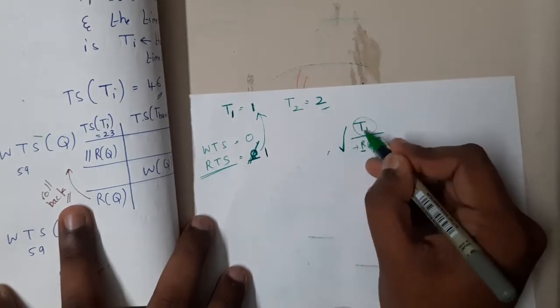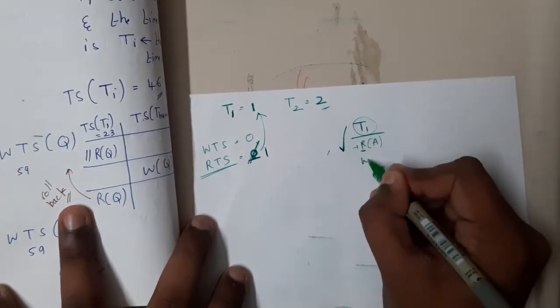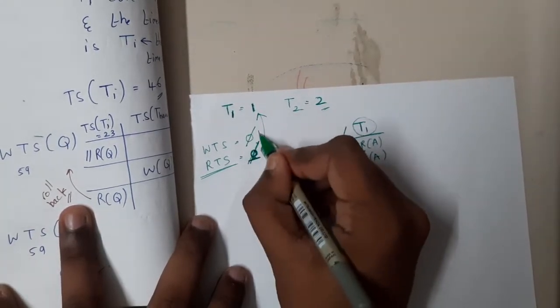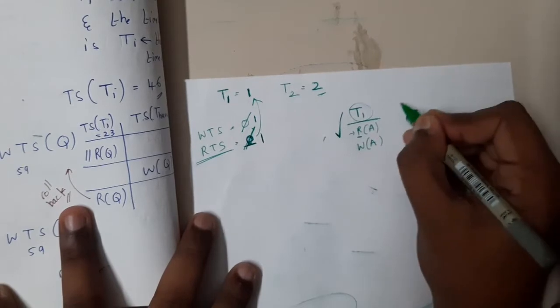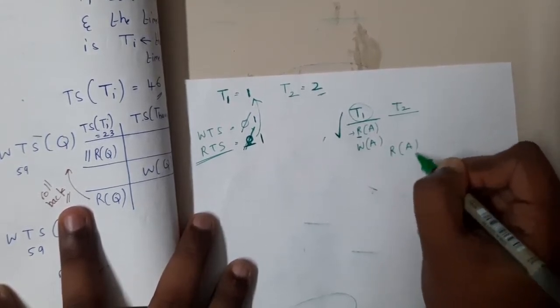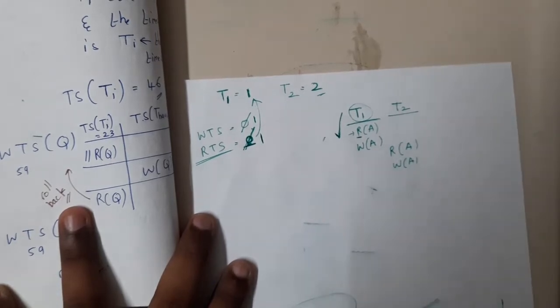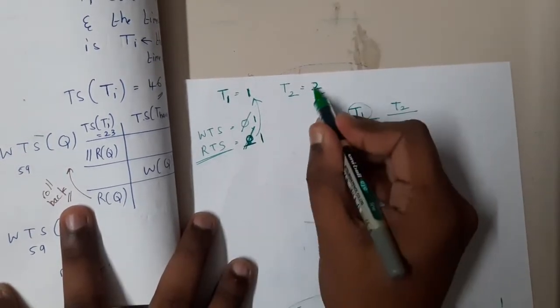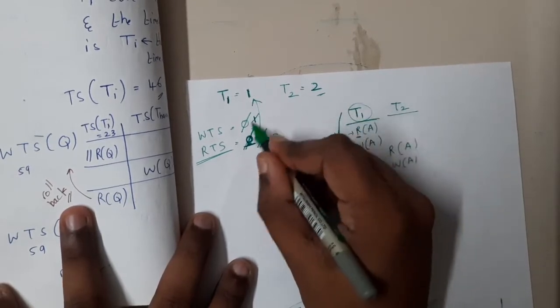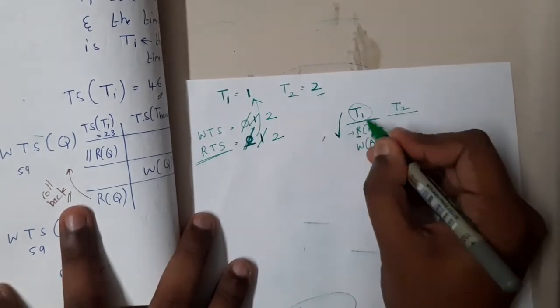Similarly, assume that T1 wants to do a write operation also. What will happen? Again the same thing, 0 with 1, so 1. Now assume that T2 came and wants to do the read operation and write operation. What will be the value update? 1 with 2. 1 is less than 2, so it will again update.